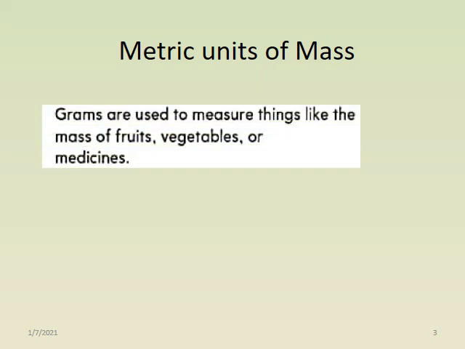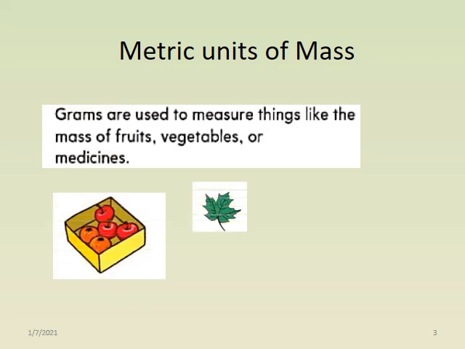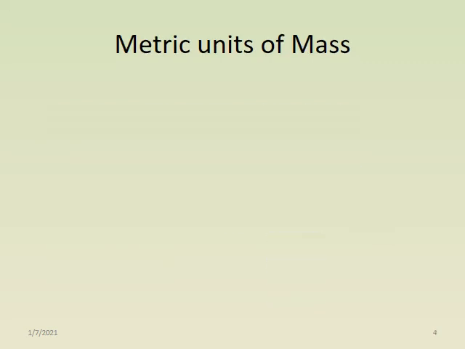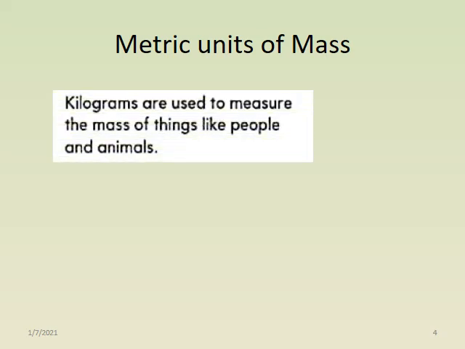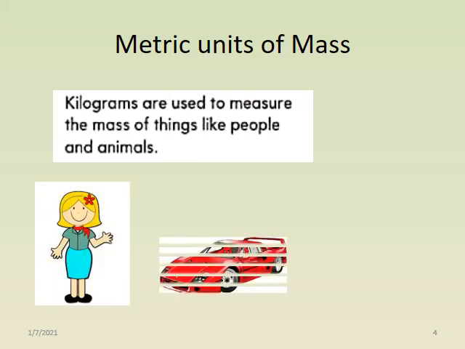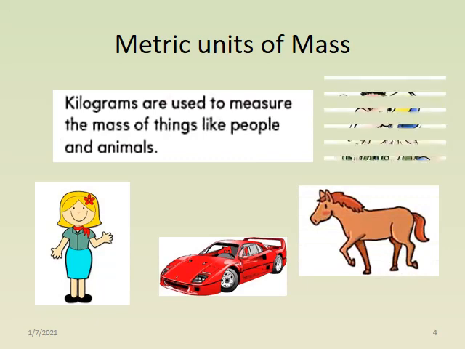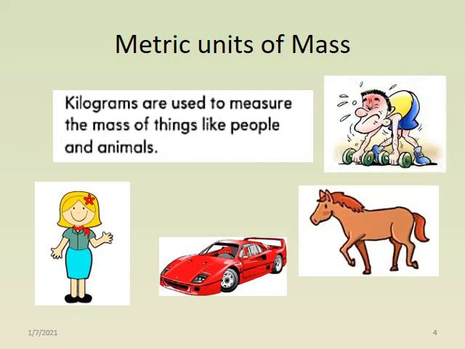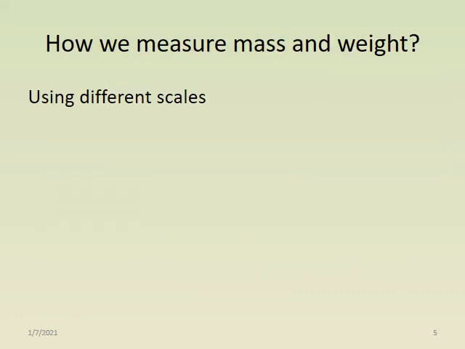Now, again, here we have the grams are used to measure things like fruits, vegetables, and medicine. Leaves, a small pencil, a paper pen. As for the kilograms, we use it to measure heavier things like a person, a car, an animal, or the weights that are used in the gym. It's also weighed in kilograms.